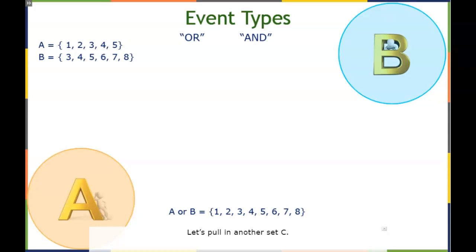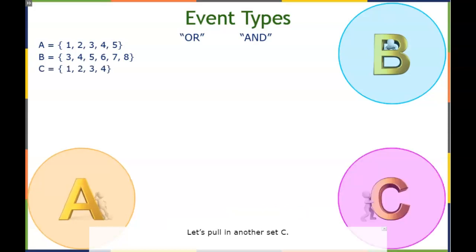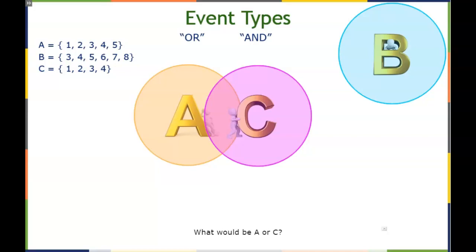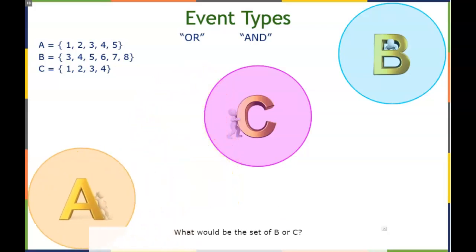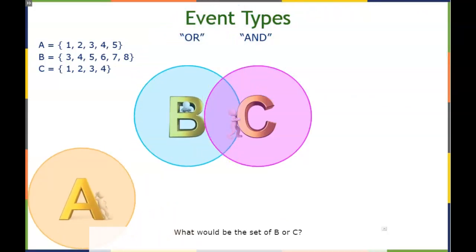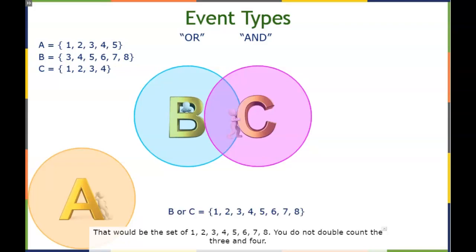Let's pull in another set, C. What would be A or C? So we're looking for things that are in set A or that are in set C. So the set of A or C would be 1, 2, 3, 4, 5. What would be the set of B or C? Well, that would be the set of 1, 2, 3, 4, 5, 6, 7, 8. We do not double count the 3 and 4.